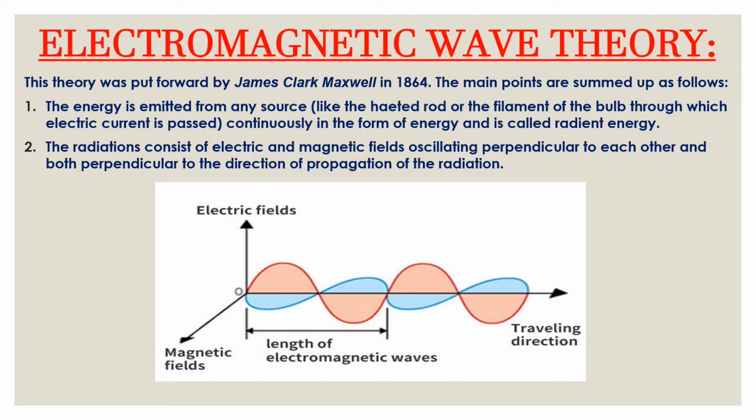The second one: the radiations consist of electric and magnetic fields oscillating perpendicular to each other and both perpendicular to the direction of propagation of the radiation. You can see over here the electric and magnetic field components, and both of them are perpendicular to the direction of propagation of the radiation.